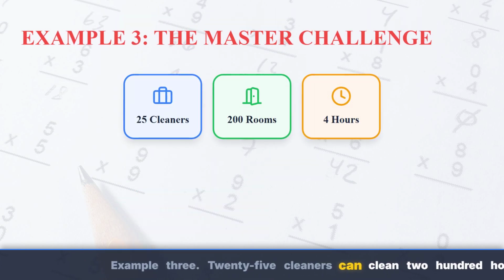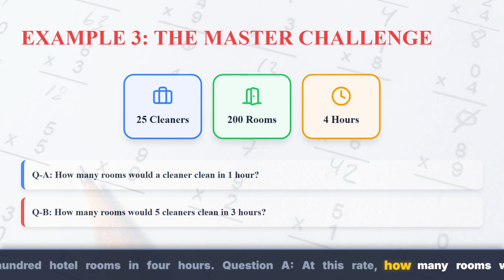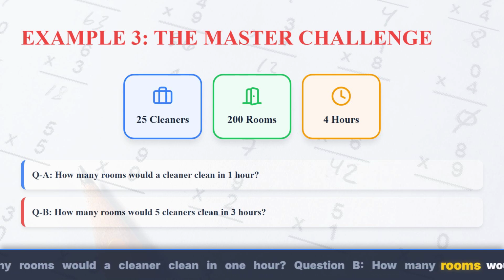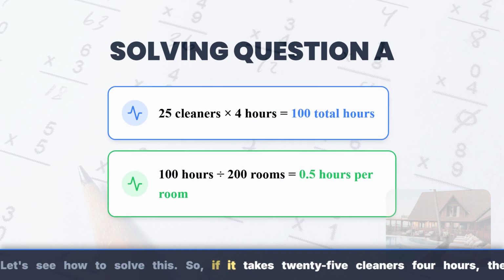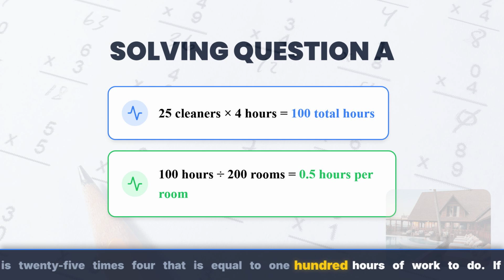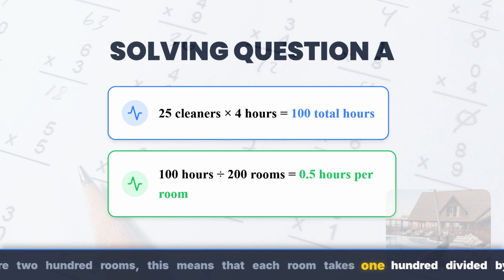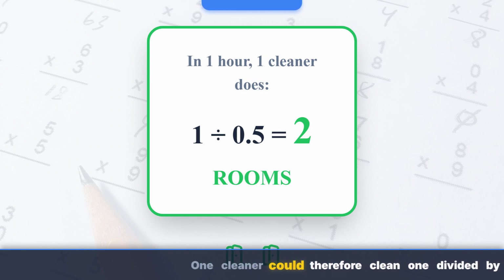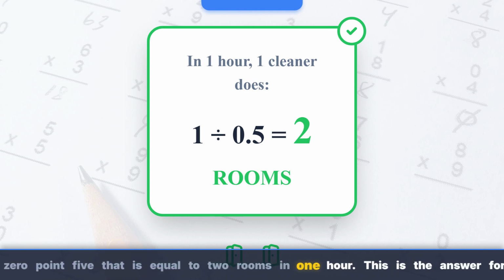Example 3. 25 cleaners can clean 200 hotel rooms in 4 hours. Question A. At this rate, how many rooms would a cleaner clean in 1 hour? Question B. How many rooms would 5 cleaners clean in 3 hours? Let's see how to solve this. So, if it takes 25 cleaners 4 hours, then there is 25 times 4, that is equal to 100 hours of work to do. If there are 200 rooms, this means that each room takes 100 divided by 200, that is equal to 0.5 hours to clean. One cleaner could therefore clean 1 divided by 0.5, that is equal to 2 rooms in 1 hour. This is the answer for question A.